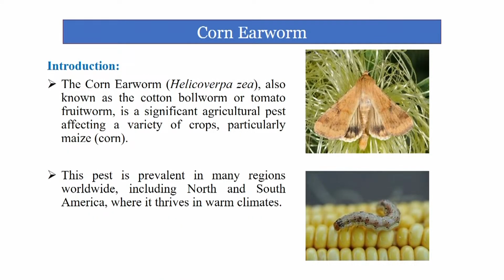And dear learners, now we will discuss some important insect pests which are responsible for damage in the maize crop. First is the corn earworm. The corn earworm, Helicoverpa, is responsible for major damage in the maize crop. It is also known as cotton bollworm or tomato fruit worm, and it is a significant agricultural pest affecting a variety of crops, particularly maize. The pest is prevalent in many regions worldwide where maize is cultivated.